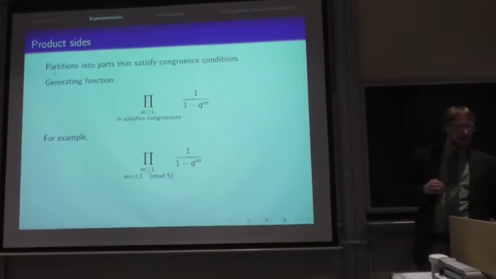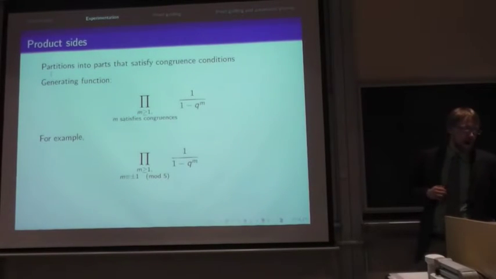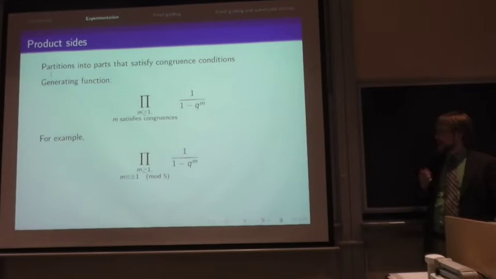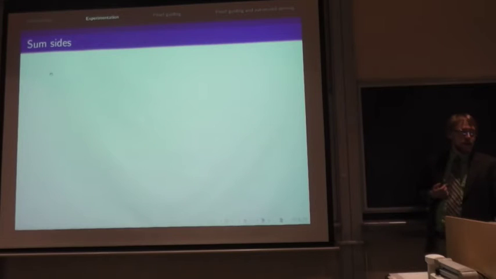So here is one example where we have m is at least 1 and m is congruent to plus or minus 1 mod 5, that is, 1 and 4 mod 5. Some sides, this is going to be kind of how the parts interact with each other.